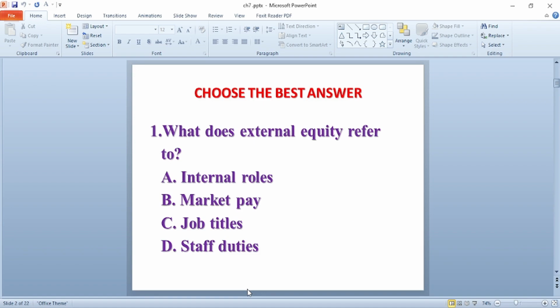Question 1. What does external equity refers to? A. Internal roles. B. Market pay. C. Job titles. D. Staff duties. Answer for this question is B. Market pay.